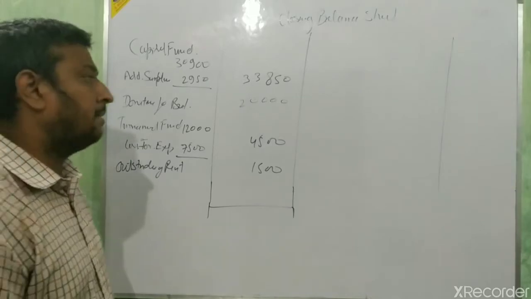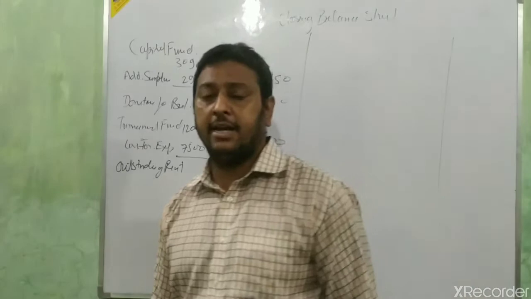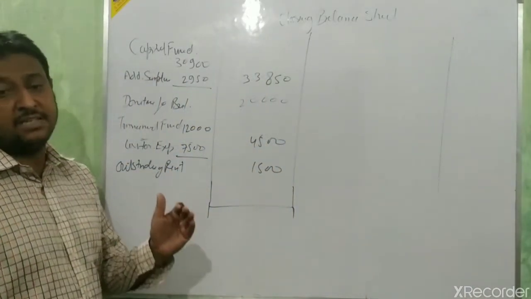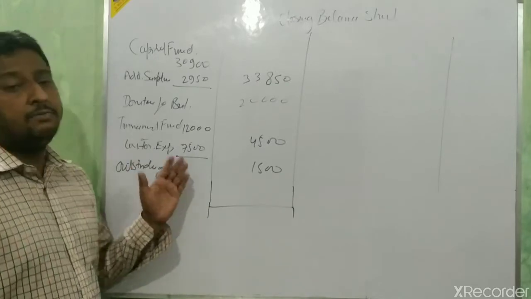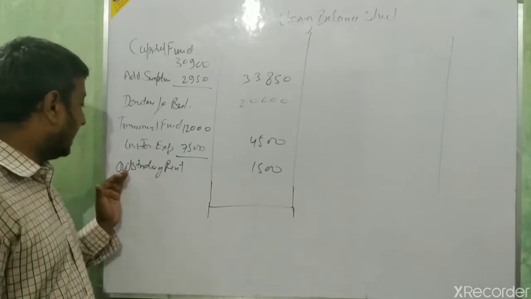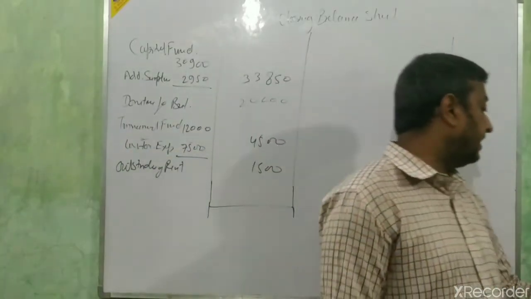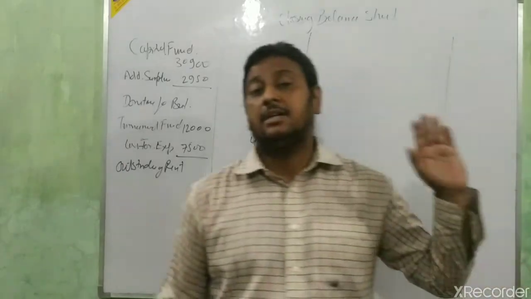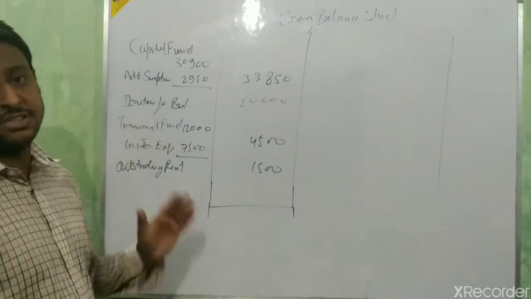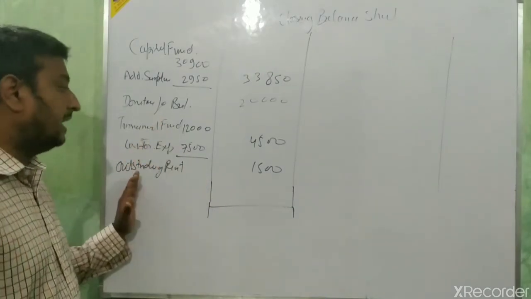It's a rule: if any type of fund is given, that fund is shown on the liability side of the balance sheet, and the expense related to that fund is deducted from that fund. Okay beta. And last, outstanding rent, because in the adjustment outstanding rent is given, that is 1,500, and we show that outstanding rent on the liability side.